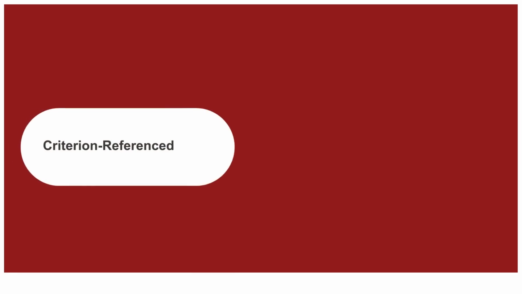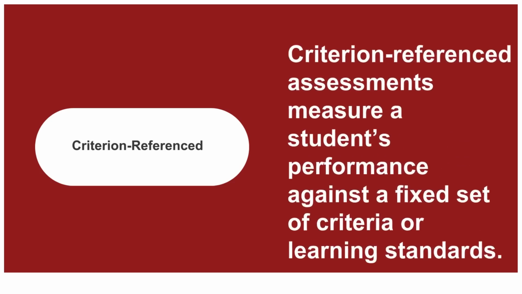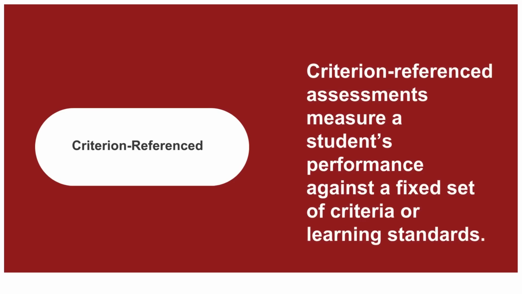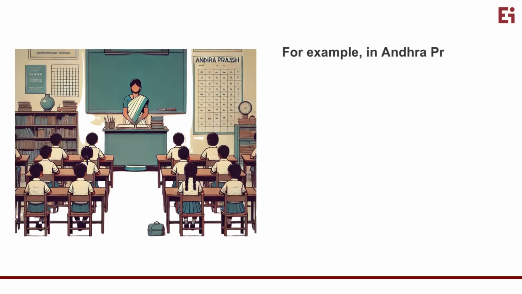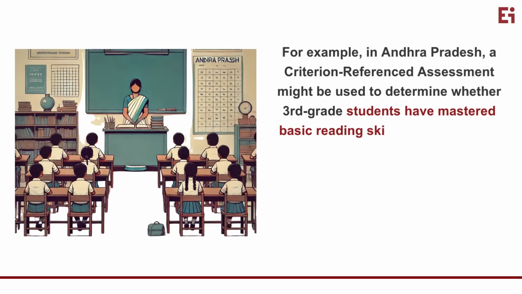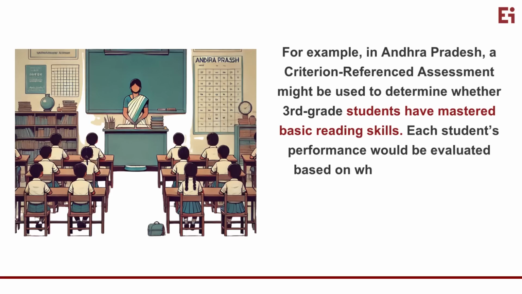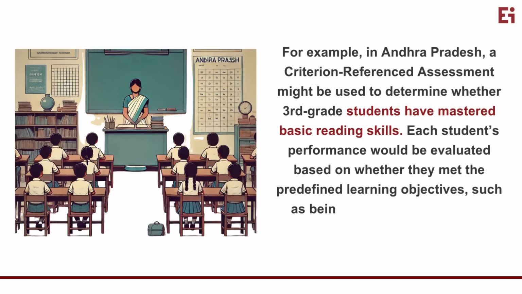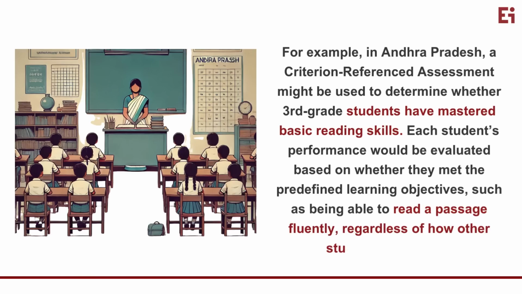Criterion-referenced assessments measure a student's performance against a fixed set of criteria or learning standards. For example, in Andhra Pradesh, a criterion-referenced assessment might be used to determine whether grade 3 students have mastered basic reading skills. Each student's performance would be evaluated based on whether they met the predefined learning objectives, such as being able to read a passage fluently, regardless of how other students performed.